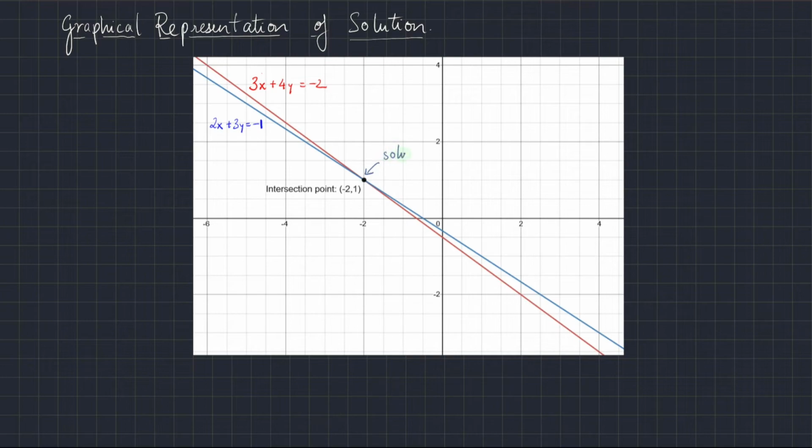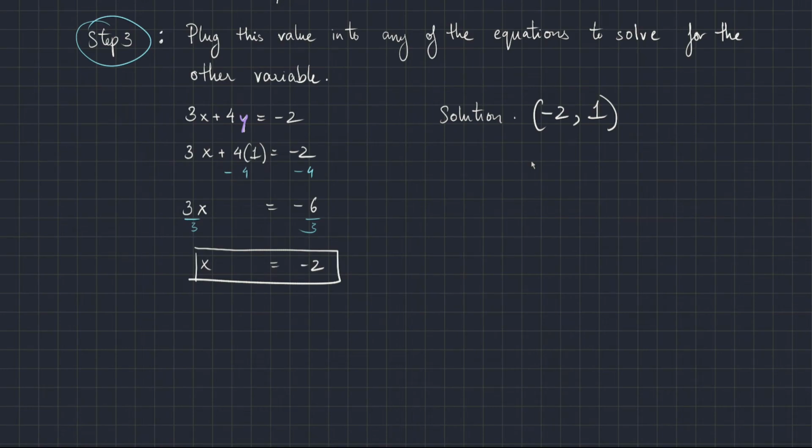This is also the solution to the system of equations. If you remember, it was negative 2 and positive 1 for x and y.